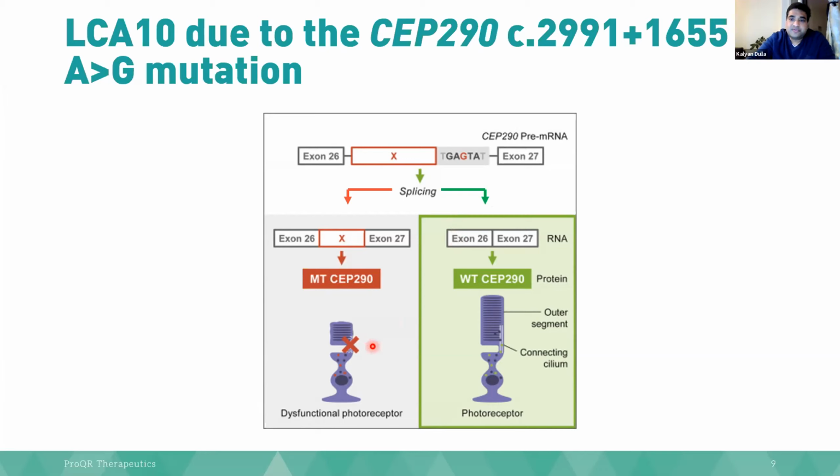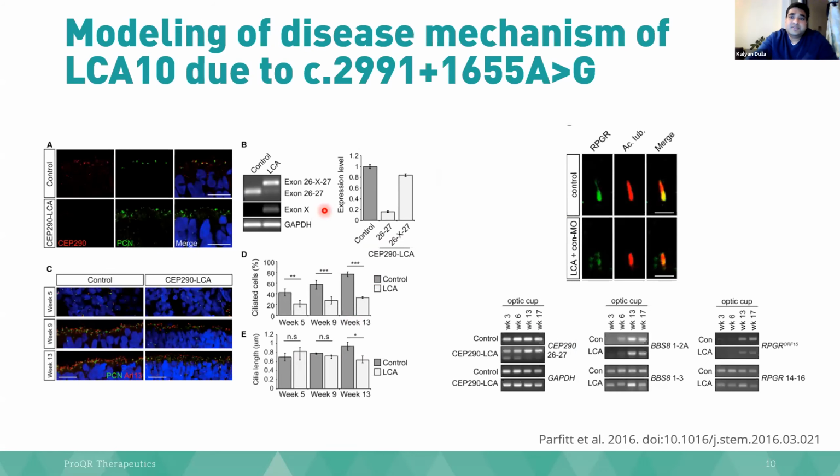CEP290 protein is critical for the functioning of the connecting cilium of the photoreceptors, which plays a role in the protein trafficking to the outer segment. So absence of CEP290 leads to connecting cilium defect and reduced protein trafficking. This eventually leads to photoreceptor dysfunction and degeneration. Since there are no animal models available for LCA10 due to the CEP290 c.2991+1655A>G mutation, the group of Mike Cheetham from London, UK resorted to a retinal organoid model to model the disease.